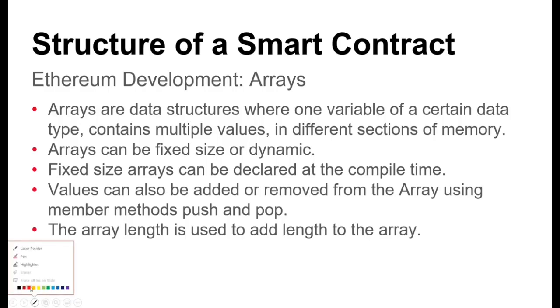And we can see here that arrays are a data structure. So arrays are a way to have a variable with multiple values in different sections of memory. Arrays can be fixed or dynamic, and the size of the arrays can be declared at compile time. Values can be removed or added to the array based on methods push and pop. And the array length property is used. So adding values to the array is a push, removing is a pop.